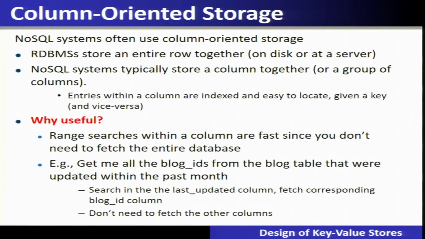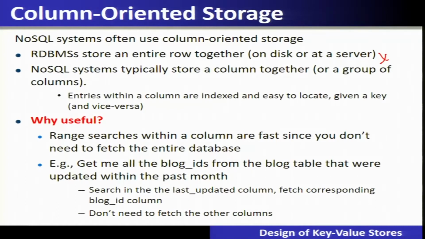So these are all called column oriented storage. NoSQL systems often use column oriented storage. An RDBMS stores the entire row together, that is row oriented storage, which is not used much for IoT scenarios. NoSQL systems typically store the columns together, or a group of columns together, and entries within the columns are indexed and easy to locate given a key and vice versa.